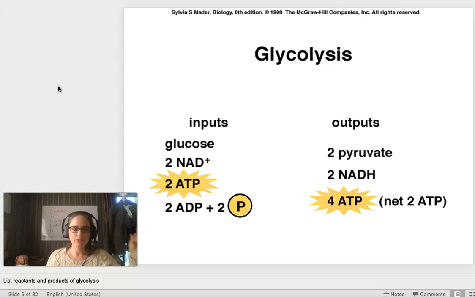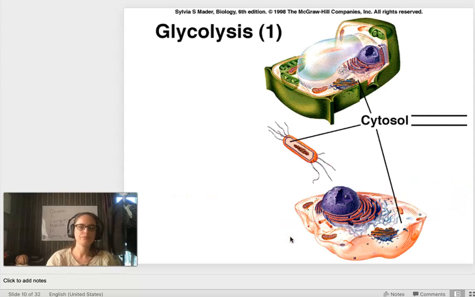Now we are going to put 2 ATP into this process. We're going to get 4 ATP out of this process, but that means we net positive 2 ATP. Our end products, again, are going to be 2 pyruvate, 2 energy intermediates, NADH, and 4 ATP with a net of 2 ATP, as I already said.